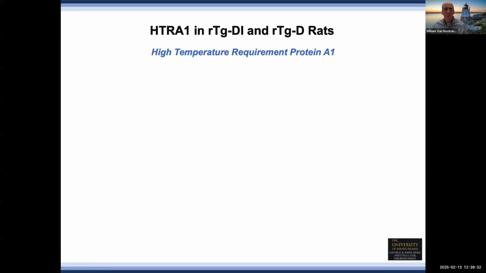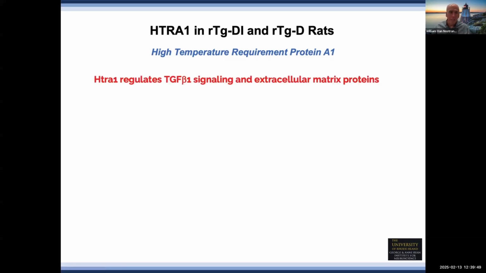So I'd like to just finish up with talking about this protein HTRA1 that we found was elevated in both models of CAA type 1 and type 2. So what is HTRA1? It stands for high temperature requirement protein A1. It is a proteolytic enzyme. HTRA1 regulates TGF-beta1 signaling and extracellular matrix proteins.